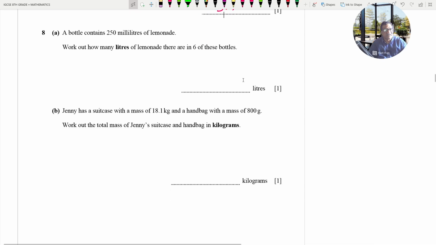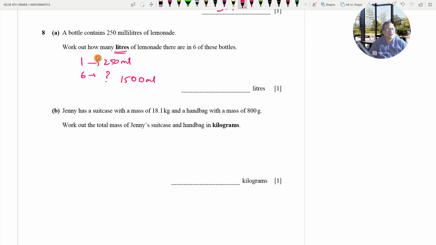Now coming to question number 8. A bottle contains 250 milliliters of lemonade. Work out how many liters of lemonade there are in 6 of these bottles. So one bottle contains 250 ml. So 6 bottles should contain how much? And the answer should be in liters. So it should be 250 into 6. 6 5s are 30, 0, 3 carried, 6 2s are 12 plus 3, 15. So it is 1500 ml, right?